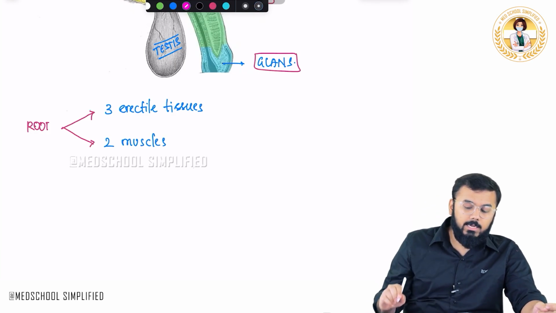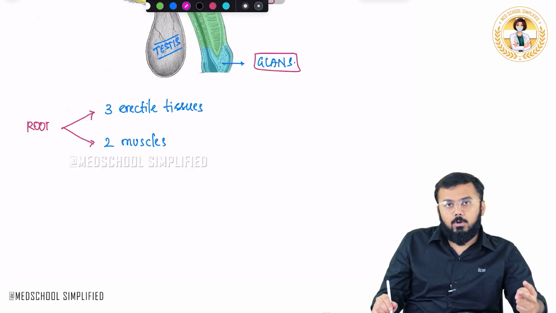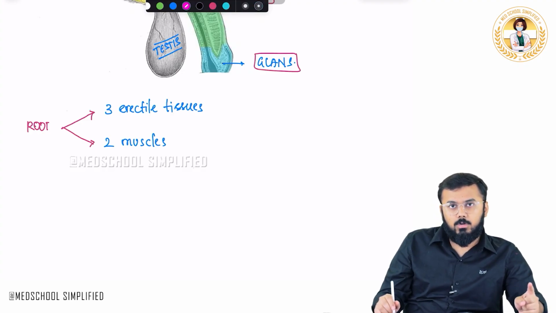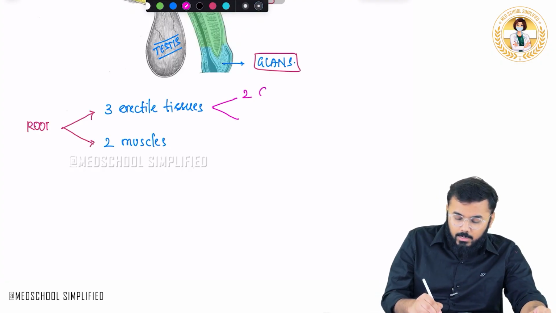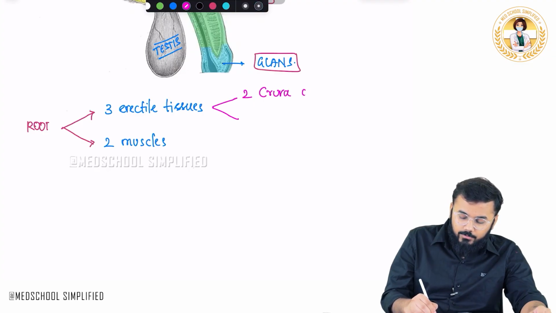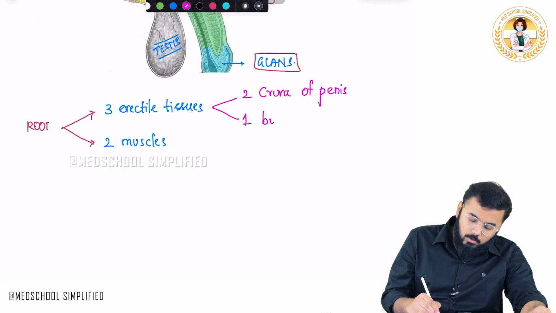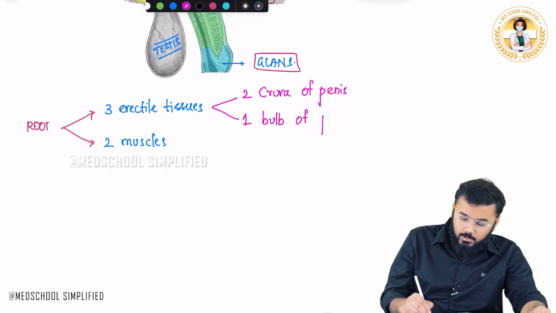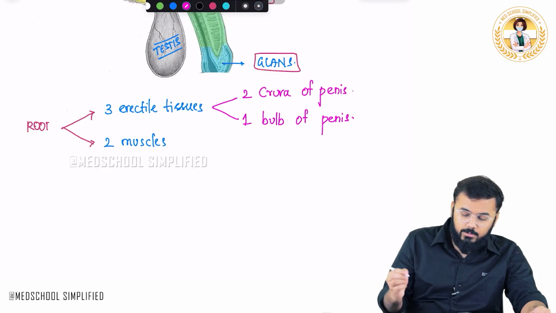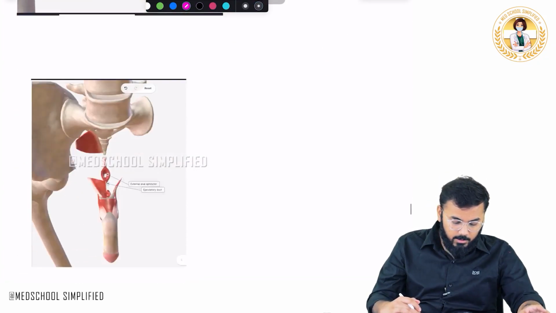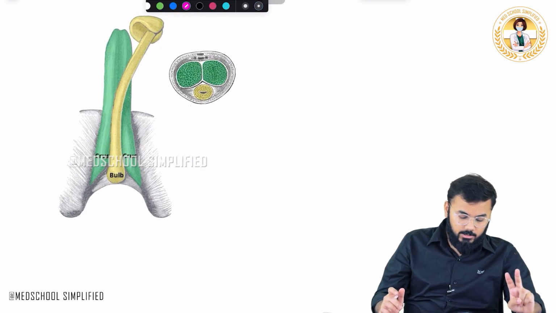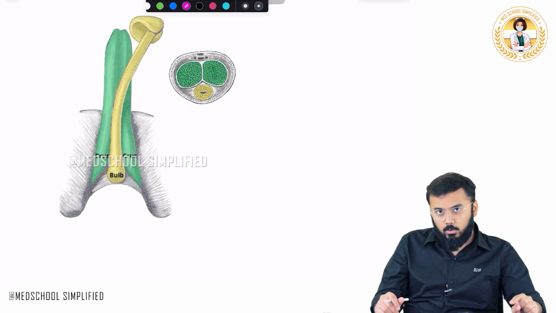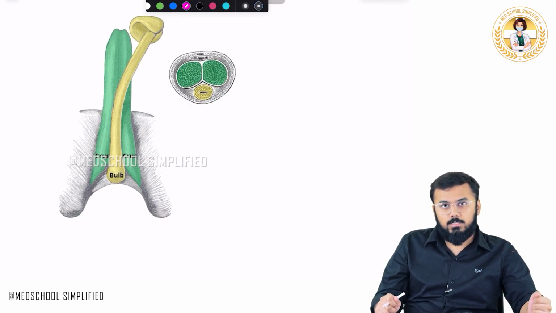Out of these three erectile tissues, two of them are called the crura of the penis and one is called the bulb of the penis. I'll show that to you in a minute. So one and two are called the crura and one is called the bulb. If you look at this, you can see two important structures. On the right as well as on the left you see the crura, and in the center you see what is called the bulb.